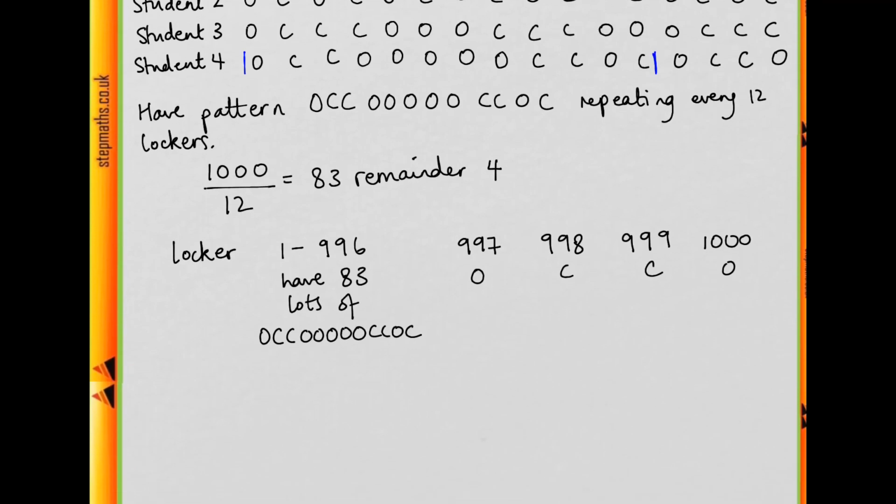And so we see that because in our pattern we have 5 closed lockers and 7 open ones, and then we've got another 2 closed lockers here. So the total number of closed lockers is going to be 83 times the 5 in the pattern plus these 2 left over, which is 417.